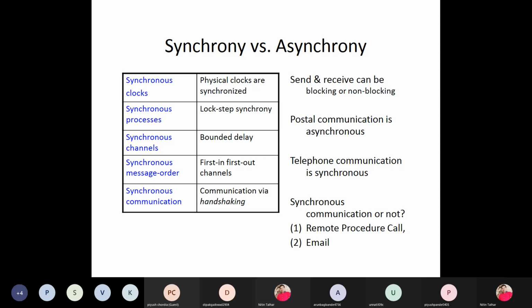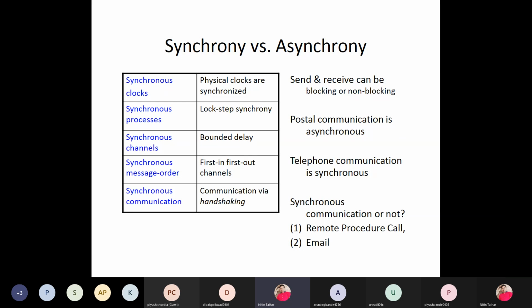Similarly, in the same way, you have to understand what we mean by synchrony and asynchrony in a distributed application. So what do you mean by the synchronous clock? You know the physical clock. When I say physical clock, which type of physical clock?